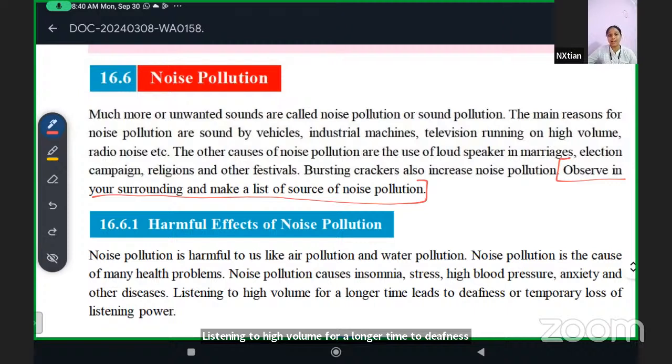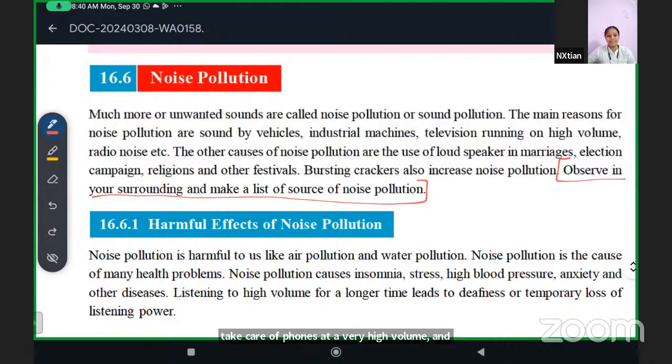Alright, so this is harmful. This is pretty harmful for our health also. There was a relative of mine, an aunt, and she had her job far away. She used to travel by bus, and whenever she used to travel by bus, she used to take earphones, put it at a very high volume, and listen every day.